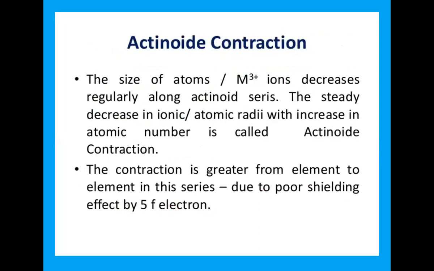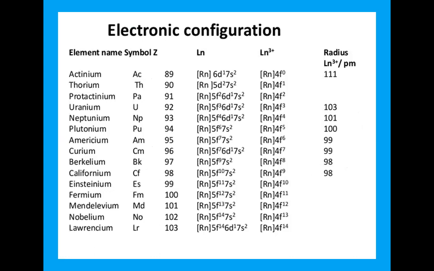All actinides are radioactive in nature. And the actinide contraction is greater from element to element in this series. It is due to the poor shielding effect by 5f electrons. Generally, from actinium to lawrencium, we have their atomic numbers and their electronic configuration in their normal state and in their ionic state. Here also you can observe a gradual decrease in their atomic size, but that decrease is greater compared to lanthanide contraction.